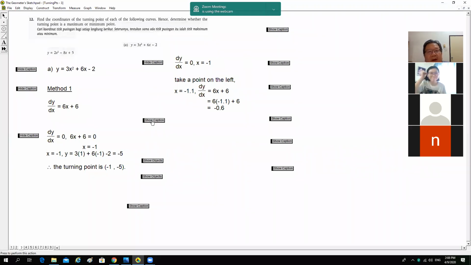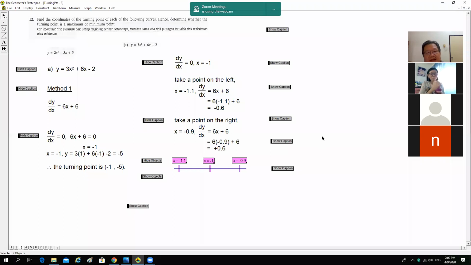Okay, right. So next one, I'm going to take another point on the right hand side. The turning point is −1. On the right hand side of −1 is −0.9. So −0.9, I substitute into the gradient. I get a positive number, which means that the gradient is positive. If you don't know what I'm talking about, let me show you the graph. The graph is like this. This is the center one.